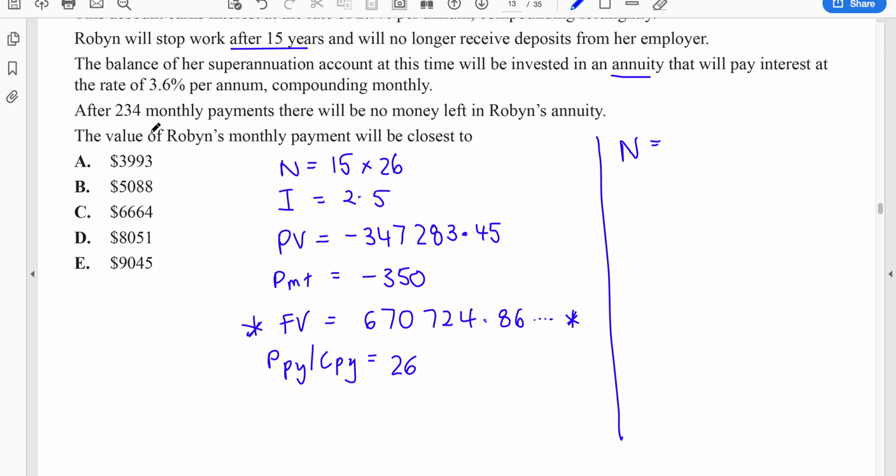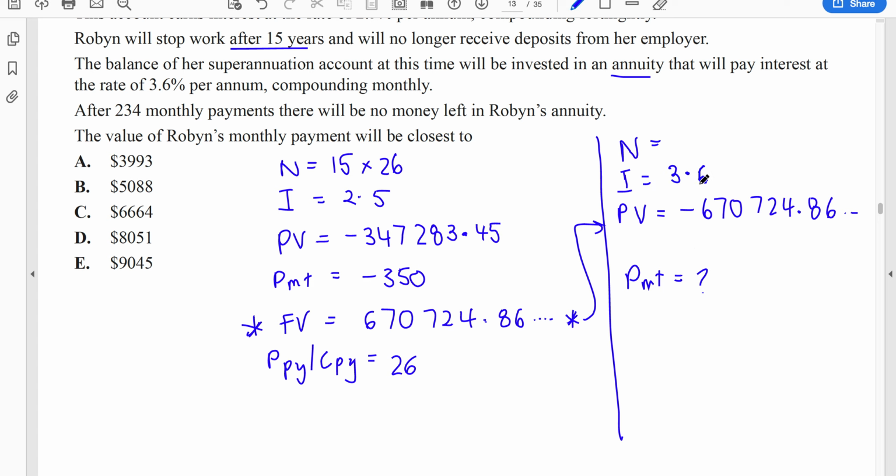Now in the next part, we're actually going to get to our answer because the value of her payment is what we're trying to find. She's going to invest all of this money, so that's going to go up into PV. The thing is though, you need to make sure you put it in as a negative. So you can copy and paste like I did before and then just times it by -1 and press tab and that will put the negative in front for you. Rate has changed now to 3.6. 234 monthly payments is what she's going to have in there. I've left a bit of a gap there, but that's all right.